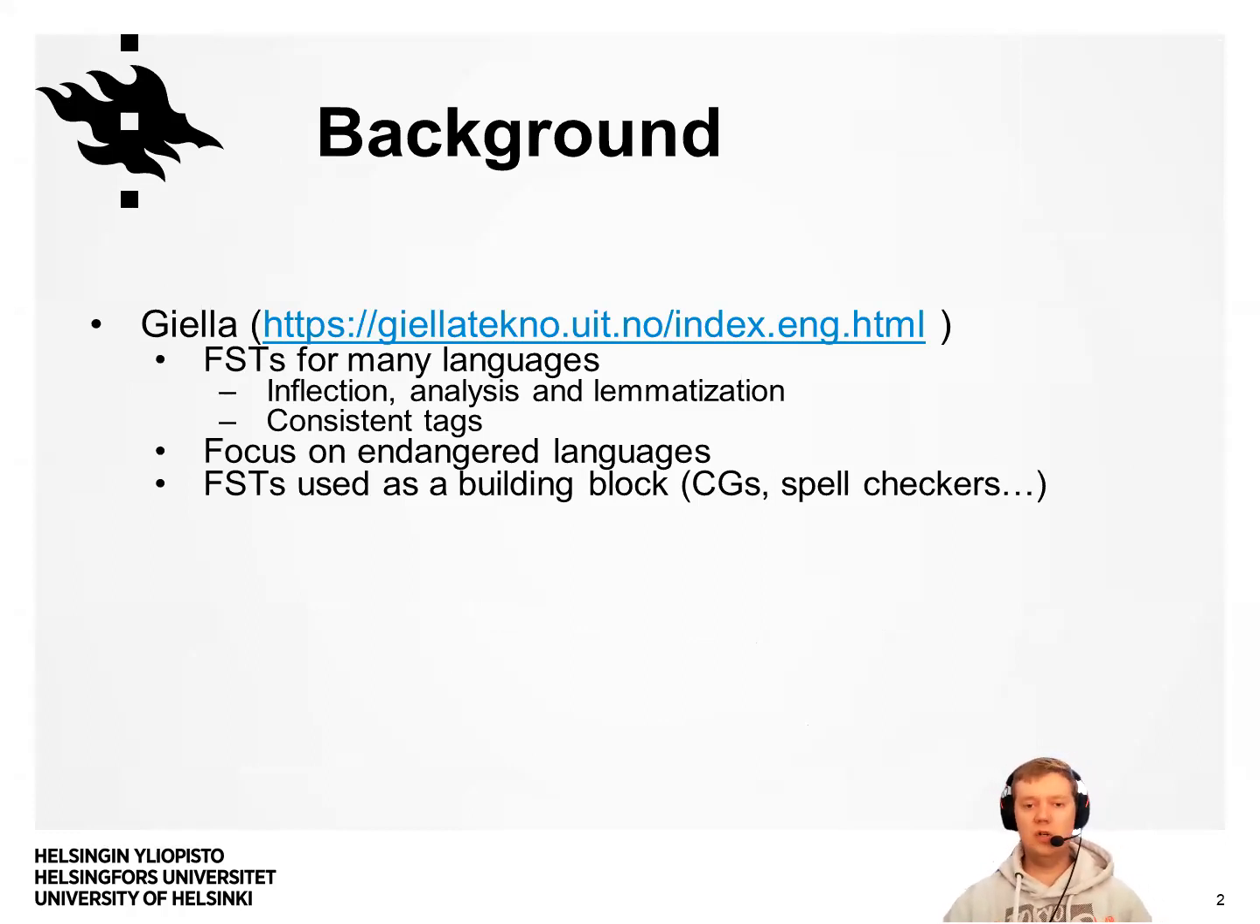If you look at the background of the whole thing, we have Giella, the Giella infrastructure that does a lot of work for many endangered languages, and there are some other languages as well that are not endangered, like Finnish and German and Norwegian, that are supported in the infrastructure, but many of the languages are endangered. What they have is FSTs, finite state transducers, that are rule-based morphological analyzers, generators, lemmatizers, all in one.